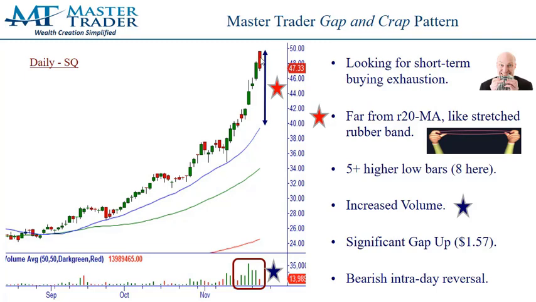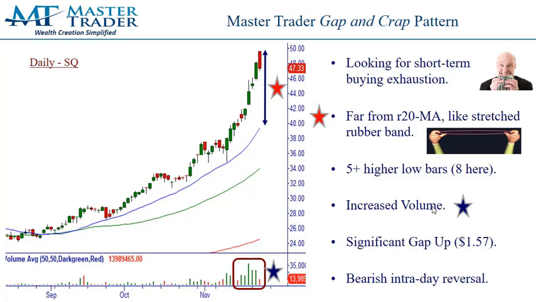So yes, it's extended from the 20 MA here. And here's our 50 and 200, and you can visually see it's extended from all of them. Next criteria, 5 or more higher low bars. We have 8 of them here, and all you do is just keep counting back until you don't have one of those. So I have 1, 2, 3, 4, 5, 6, 7, 8 higher low bars.